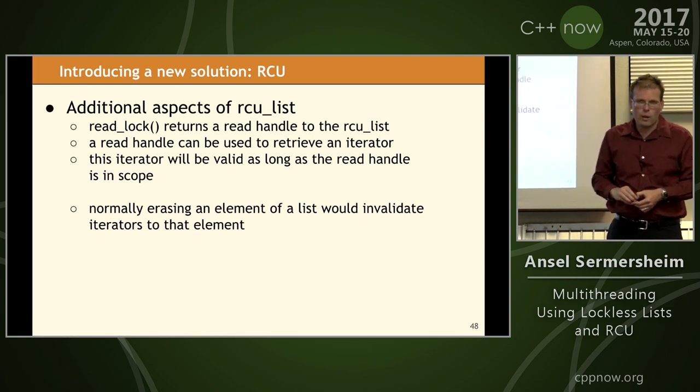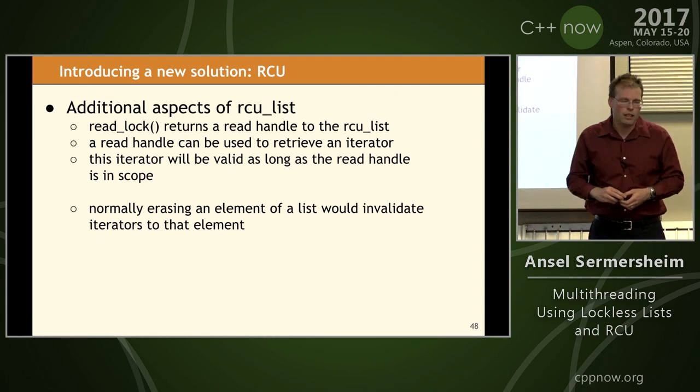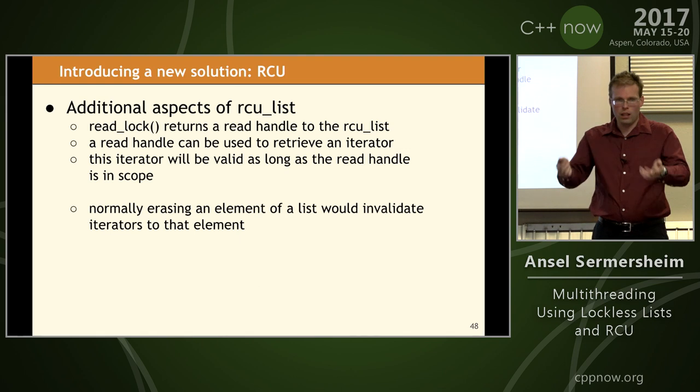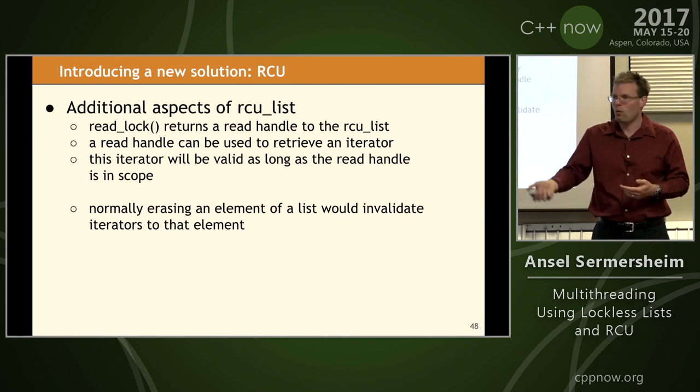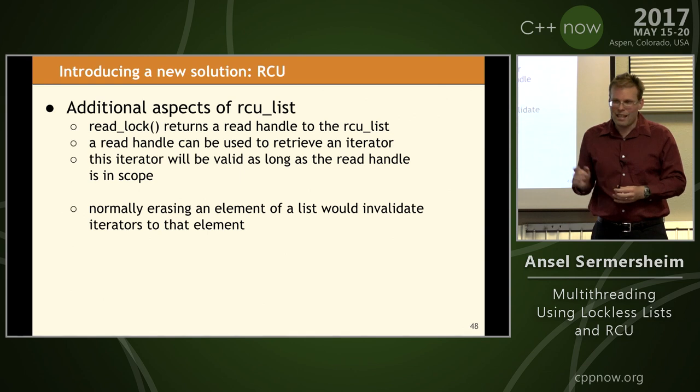So one of the consequences of implementing a linked list this way is that the way we get iterators is by locking the list for read. So we get a read handle, and then from that read handle, we can access the list and get an iterator. We can call begin, end, or what have you. This iterator will not be invalidated as long as that read handle is in scope. Period.